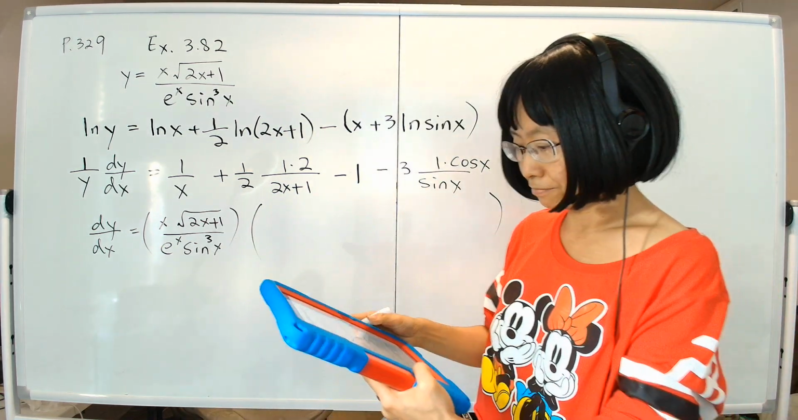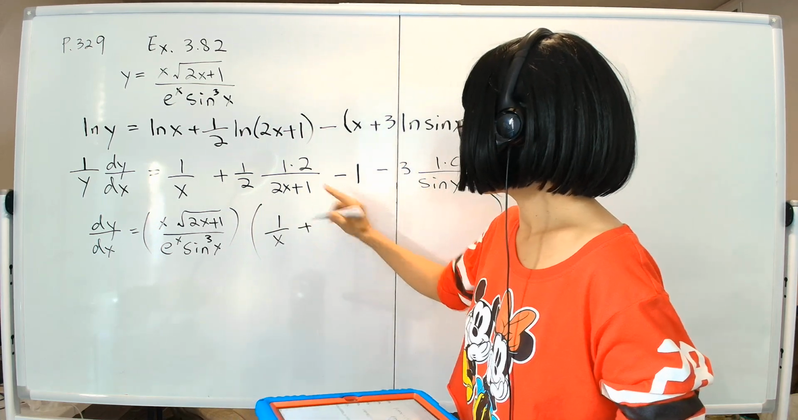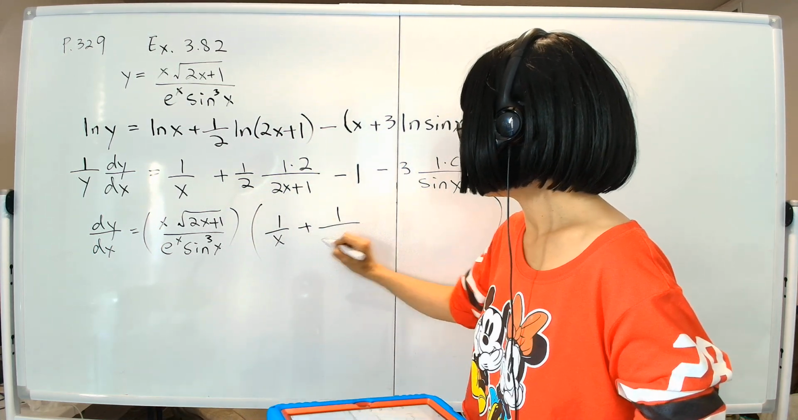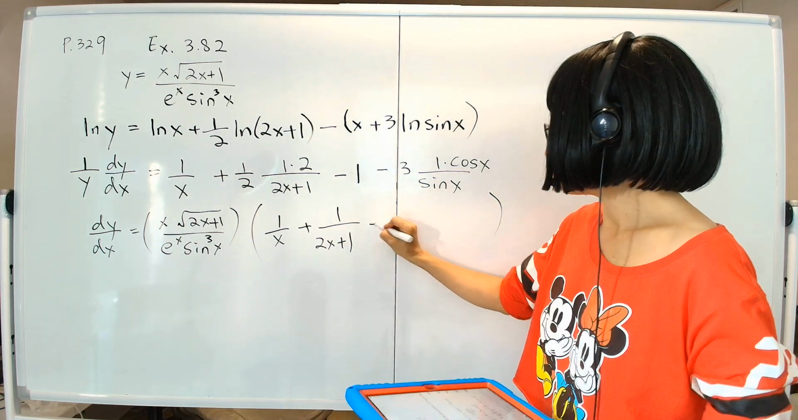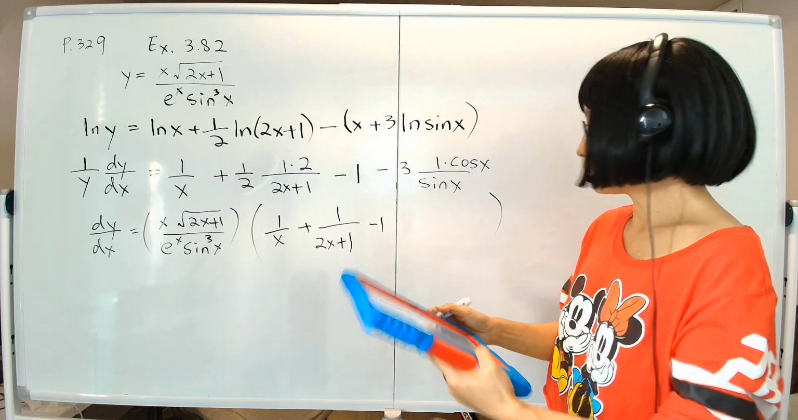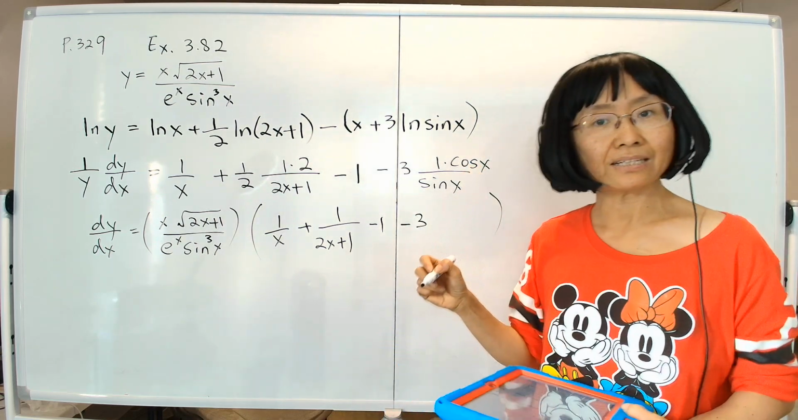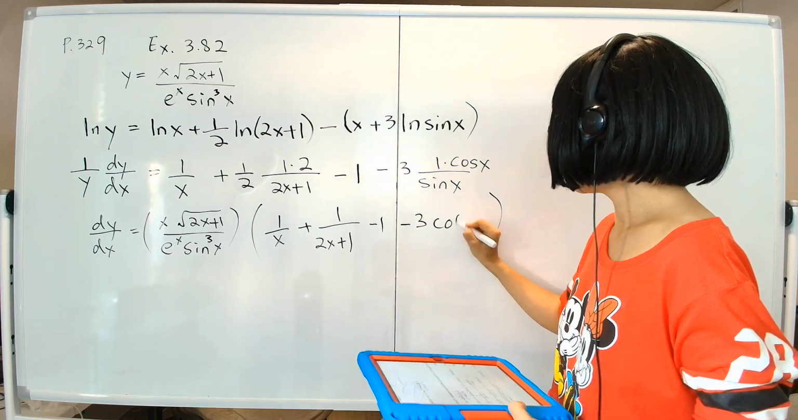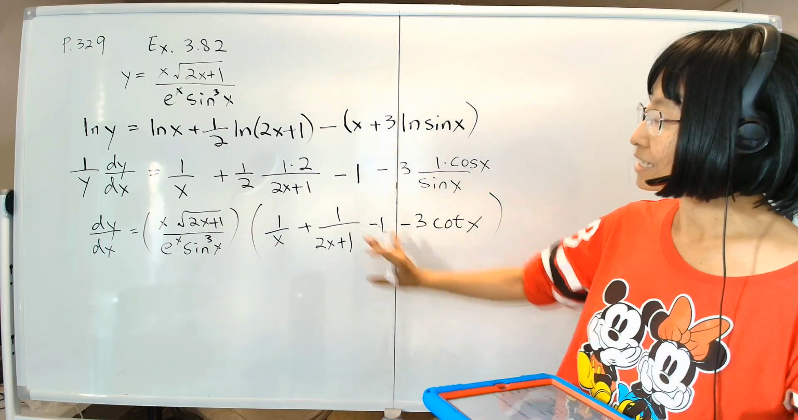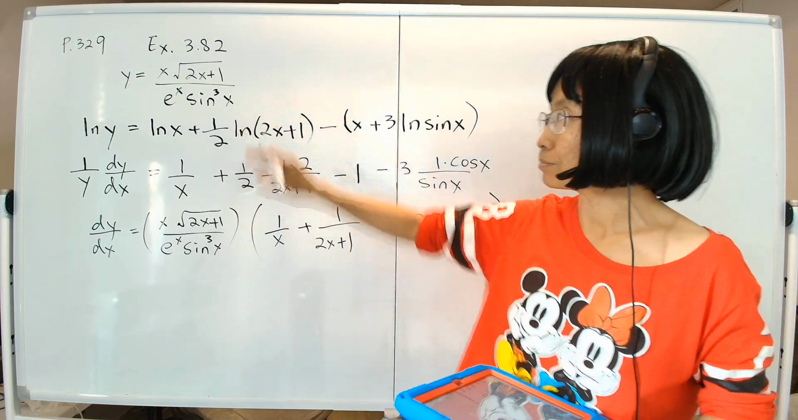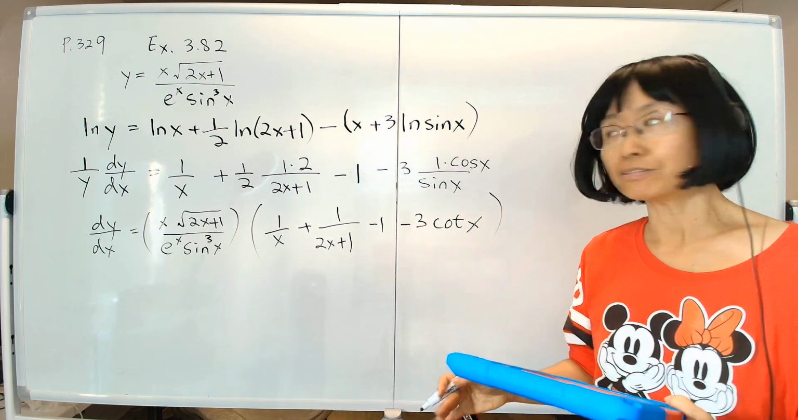which is, okay, the first thing is 1 over x. The second thing is the 2 cancels out, so it's 1 over 2x plus 1. And then there's the value of minus 1. And then minus 3 of cosine over sine, which is called cotangent, cotangent x. And that is the right answer, which is fairly easy, especially compared to what we would have been stuck with, like we did a little earlier with the product rule and the quotient rule and all that stuff.